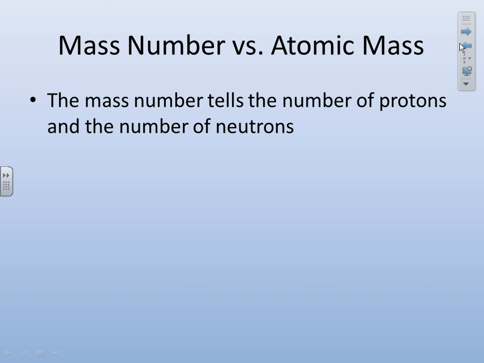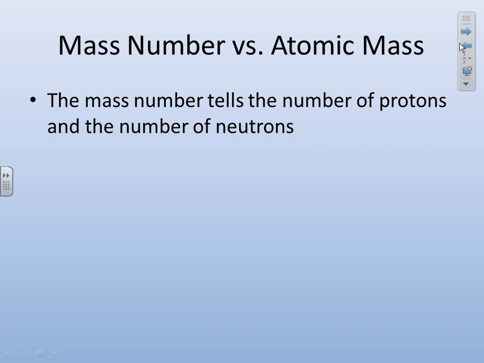And we said that mass number is a counting thing, right? Because it's the number of protons and the number of neutrons. Meaning that the mass number, when we write it, is always going to look like what? A whole number, right? Or an integer value. Because it's a counting thing, right? It's the number of protons and the number of neutrons.